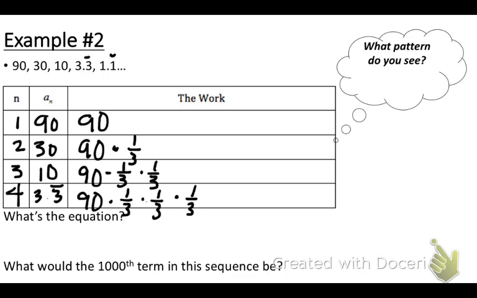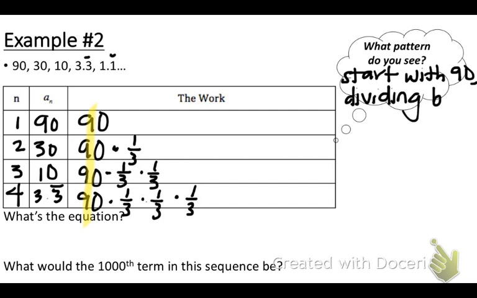So the pattern that I see is that we always start with 90. Then it looks like it's dividing by 3, but we need to think of that in terms of multiplying. So if you're dividing by 3, what are you actually doing? You are multiplying by 1/3. That's going to be our ratio. So we have 90, and then we had to do 90 times 1/3, and then 90 times 1/3 times 1/3, and then 90 times 1/3 times 1/3 times 1/3.